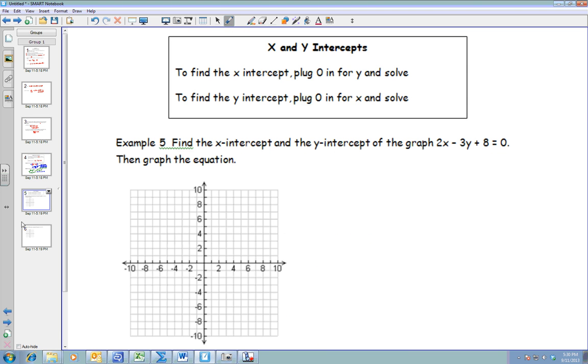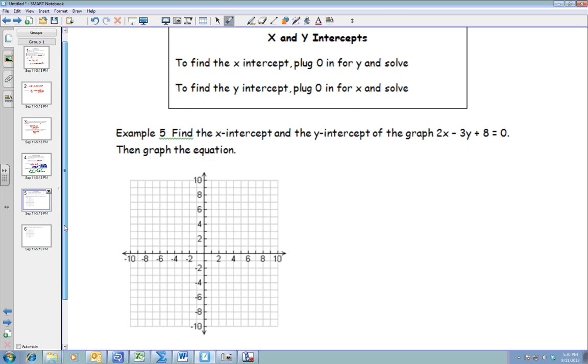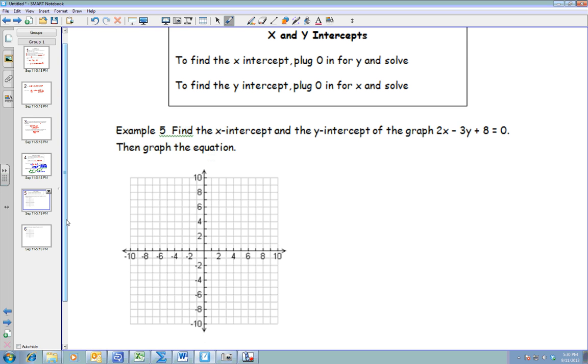The last type of problem you're going to have is we're going to start graphing some things. And we're going to graph these by finding our x and y intercepts first. So I gave you some notes up here how to find the x-intercepts. To find the x-intercept, we're going to plug 0 in for y and solve. And to find the y-intercept, plug 0 in for x and solve. So let's do our x-intercept first.